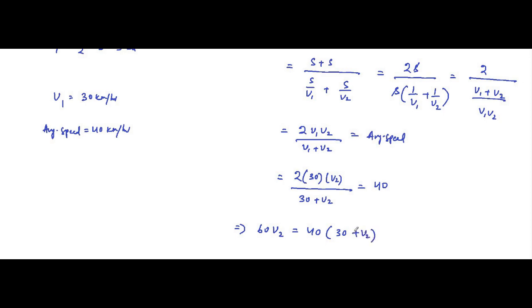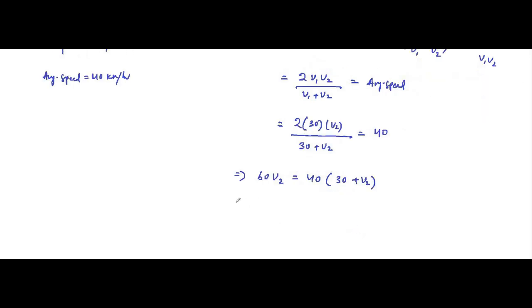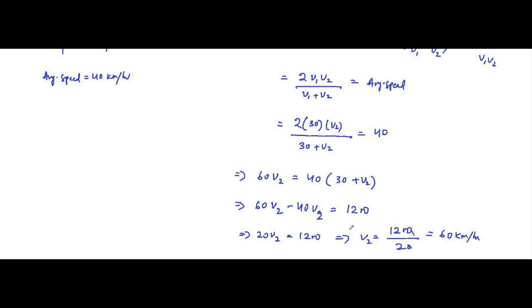That implies 60 V2 minus 40 V2 is equal to 1200. That implies 20 V2 is equal to 1200. That implies V2 is equal to 1200 by 20, which is equal to 60 kilometers per hour.